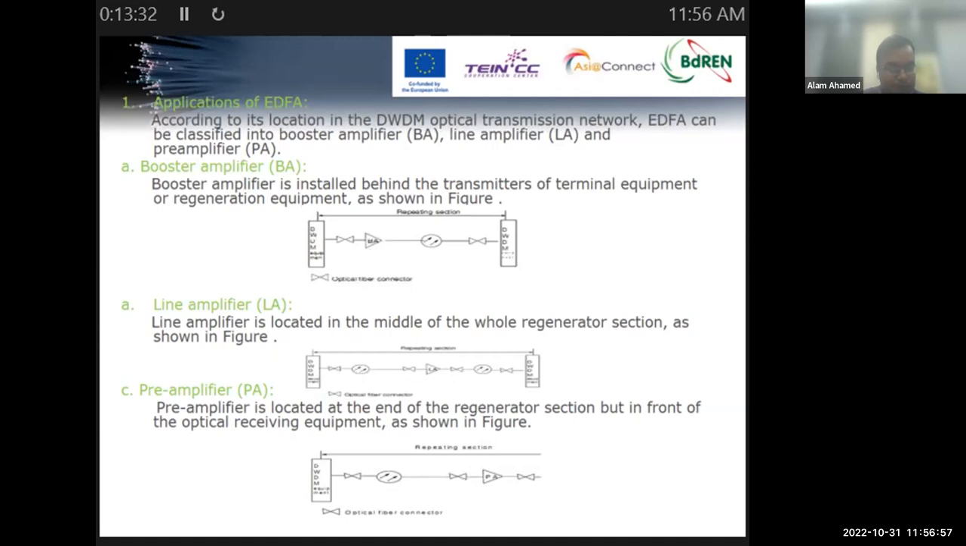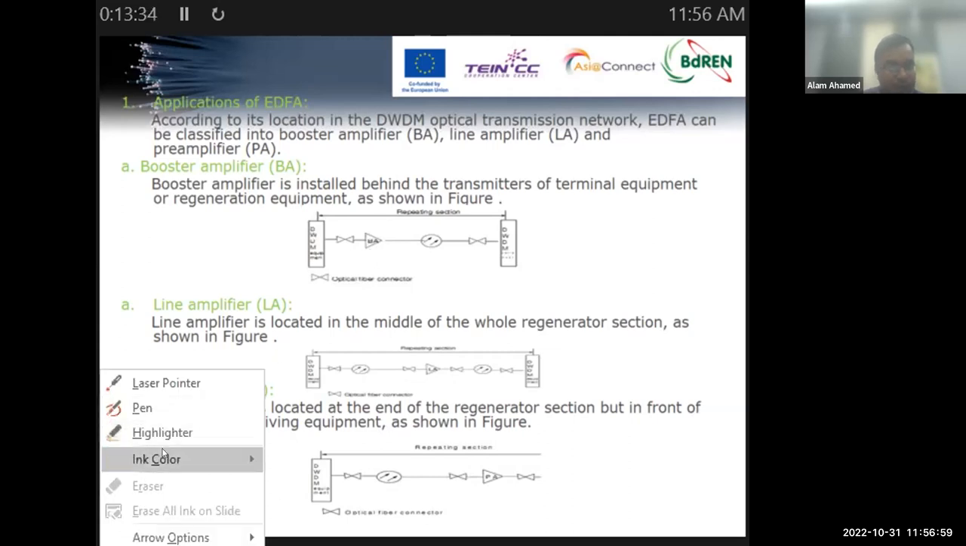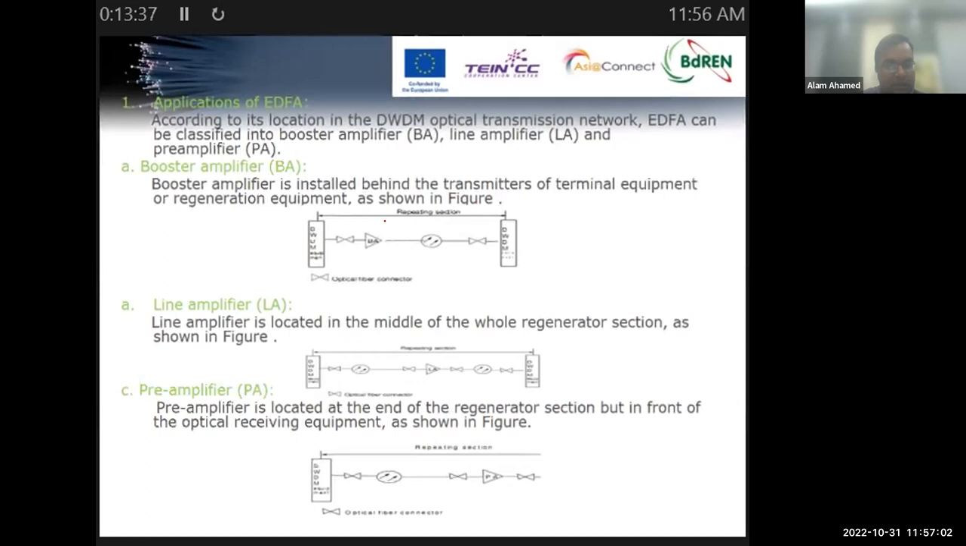Booster amplifier is installed behind the transmitters of terminal equipment and regeneration equipment, as shown in the figure. This is the amplifier position, this is the origination point, and this is the destination point. That means this is the booster amplifier.